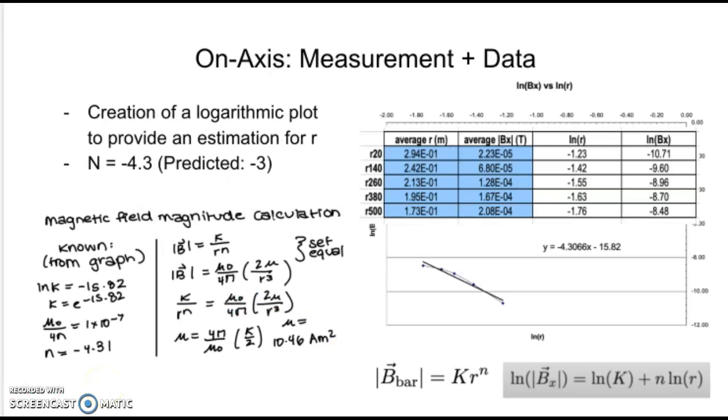So for the on-axis magnetic field measurement, we created a logarithmic plot to provide an estimation for r, and we found n to be -4.3, although it was predicted to be -3. Again, there are some sources of error, which I'll discuss later. So again, we use that distance-dependent equation to relate this logarithmic plot to y equals mx plus b, and then this is our magnetic field magnitude calculation. We found it to be 10.46 ampere meter squared.